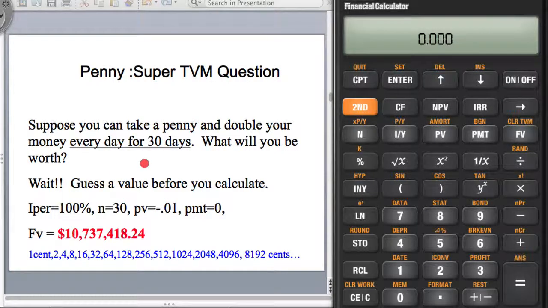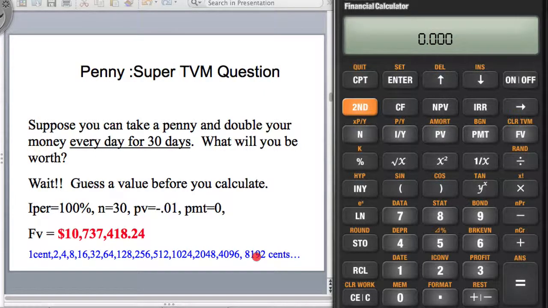30 pennies, maybe 60, 120, none of them actually. We're doubling the penny. So you go from 1 cent to 2 cents, 2 to 4, 4 to 8, 8 to 16, 32, 64, 128, 256. That's $2.56. 512, 1024 pennies. That's 10 bucks and 24 cents, and so on and so forth.